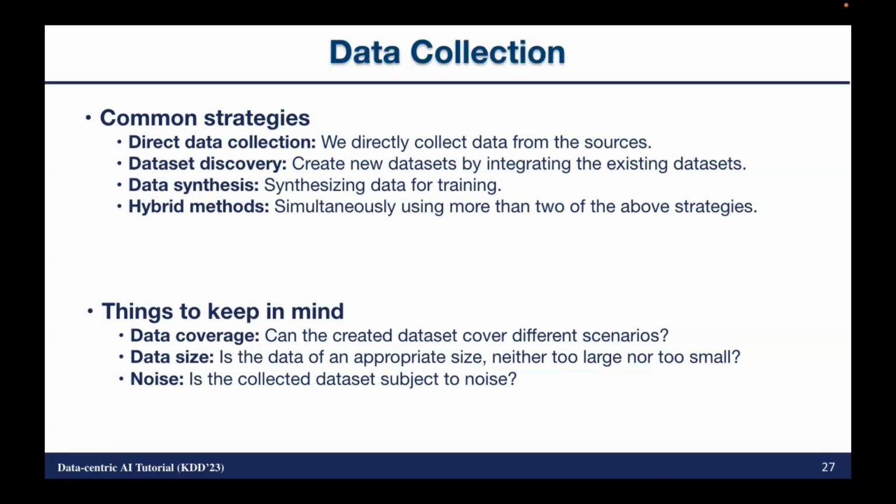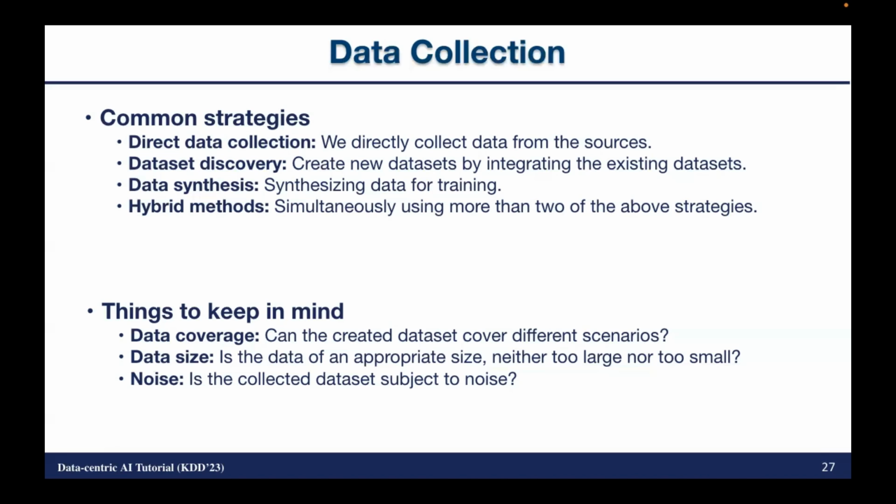The main reason is that in the real world, for example in a company, we may already have a lot of datasets. So when doing a machine learning application, sometimes we may not even have to collect new data. We just merge the existing datasets to create a new dataset. And thirdly, data synthesis, which means we can synthesize some data for our own purpose. And finally, hybrid methods, where we do some integration, do synthesis, and collect some real data to create our own dataset.